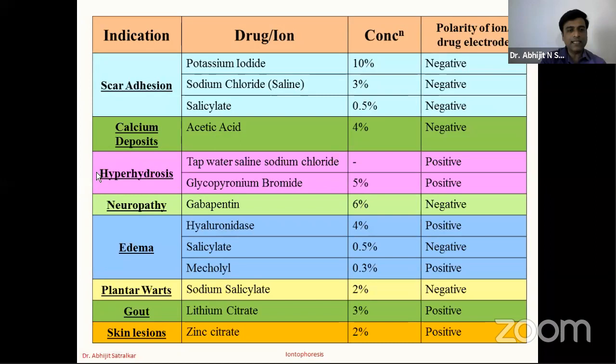Hyperhidrosis. Now, hyperhidrosis is the most common indication which has been treated successfully using iontophoresis. Here, we can use tap water, glycopyrronium bromide solution with 5% concentration, and both of these can be placed under the positive electrode. Neuropathy, gabapentin 6% under the negative. Edema, hyaluronidase, salicylate, and magnesium 4%, 0.5%, and 3% under positive, negative, and positive electrodes. Plantar warts, sodium salicylate can be used, 2% concentration under the negative electrode. For gout, lithium citrate with 3% concentration under the positive electrode. And for skin lesion, zinc citrate with 2% concentration under the positive electrode.